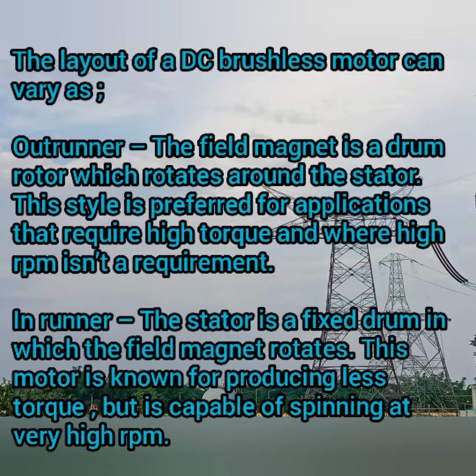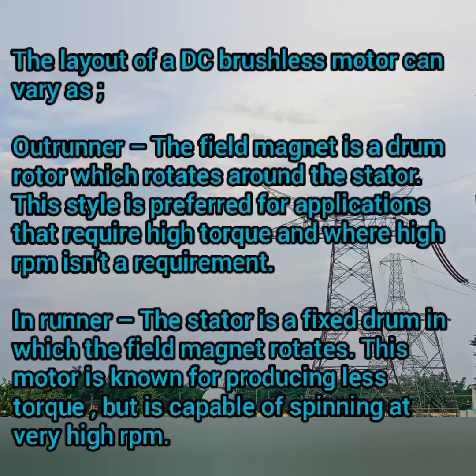Then coming to the types, the brushless motor can be classified into two types. One is the outer runner and the second one is the inner runner. In the outer runner, the field magnet is a drum rotor which rotates around the stator, which means the stator will be inside.